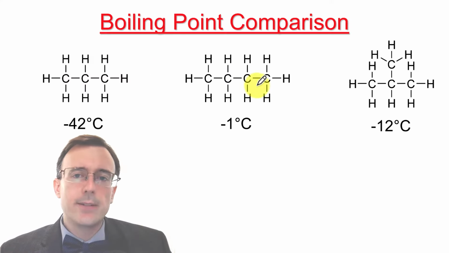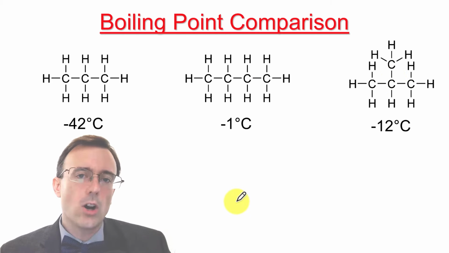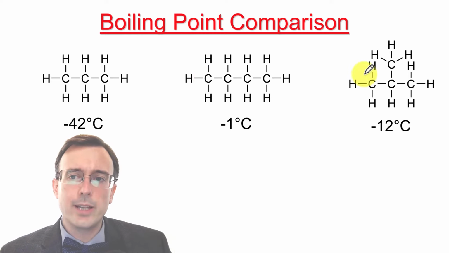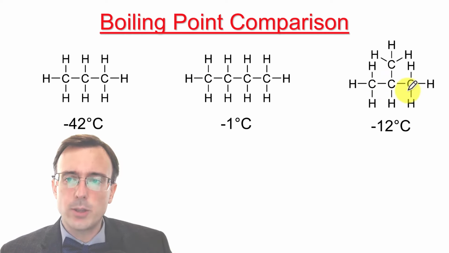Here we have 3 different hydrocarbons, and because these are all hydrocarbons, that is molecules that contain only carbon and hydrogen, they're all essentially nonpolar, right? And so they don't have any dipole-dipole attraction within them. Now, what's the difference? First of all, this one is smaller. There's only 3 carbons, and these two are both larger. This has 4 carbons, and this also has 4 carbons.